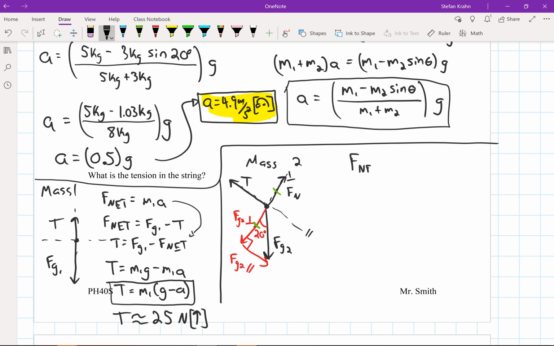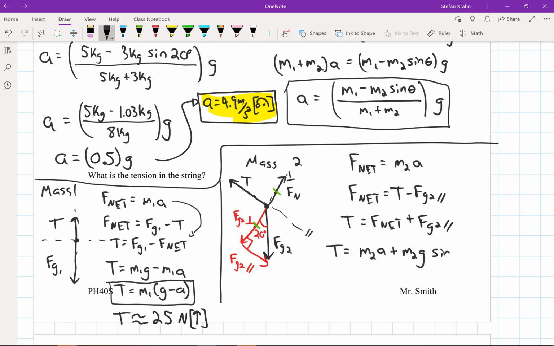So again, my net force for this is going to be my mass 2 times however it's accelerating. And then my other net force is going to be tension minus Fg2 parallel. And when I rearrange that for tension, I'm going to get net force plus Fg2 parallel. So now I just sub in my stuff. I know F net is m2 times a, and I know Fg2 parallel is m2 times g times the sine of my angle.